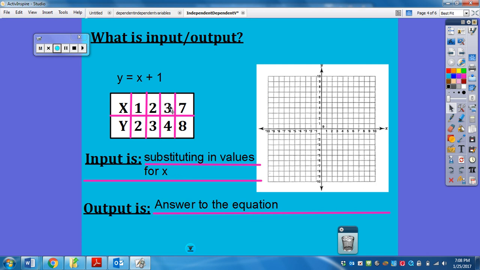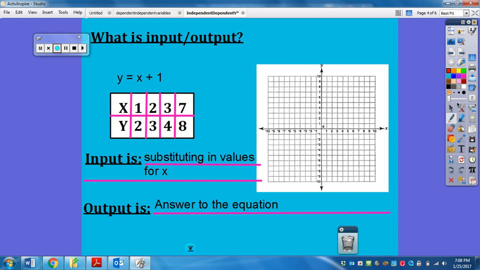Let's check the rest of our values. 3 plus 1 does give me 4, so that is true. And then 7 is my last one. Notice that my table does not go in order. You can substitute in values that don't go in order. You just have to make sure that when you do that, you're still following this rule. So I'm going to substitute in my 7. 7 plus 1 does give me 8, so that is true.